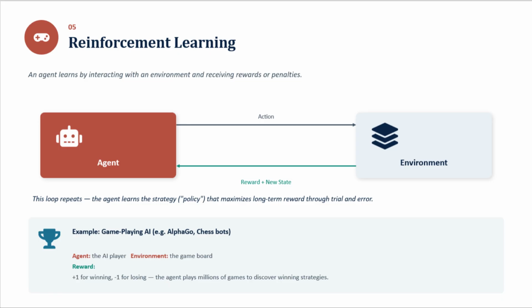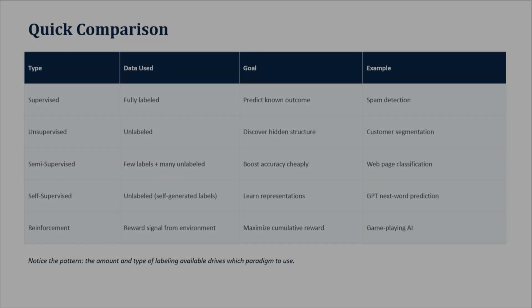There are 4 important components: the agent, which is the learner, the environment, where it operates, the actions it can perform, and the reward, which tells whether the action was good or bad. The agent repeats this process thousands or even millions of times. Eventually, it discovers the strategy that maximizes long-term rewards. Famous examples include AlphaGo, chess engines, self-driving cars, and many robotics applications.